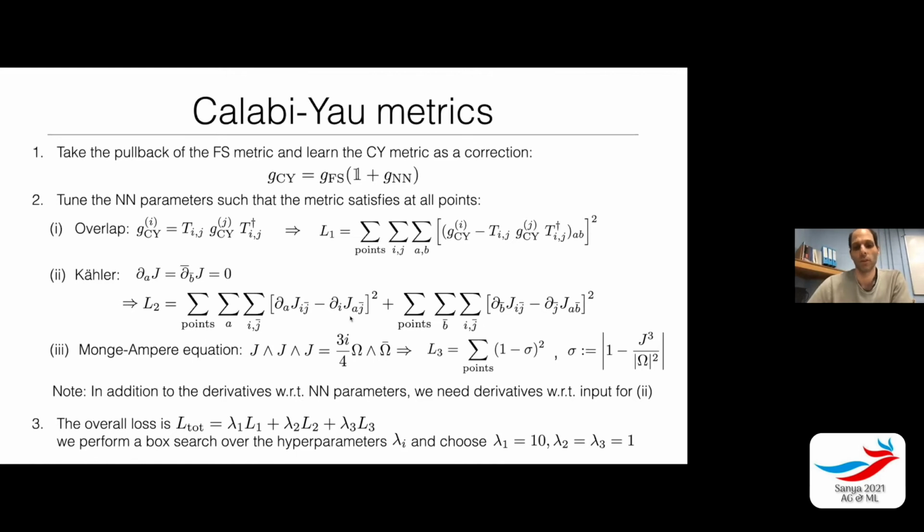Then the total loss will just be a combination of the overlap loss, the Kähler loss, and the Monge-Ampère loss, with some weighting lambda i in front. We performed a box search in order to fix these hyperparameters. We chose the Monge-Ampère equation, lambda 3, to have the highest weight because we already start with something close to Fubini-Study. So the overlap loss and the Kähler loss are already small, but the deviation from the Monge-Ampère equation is quite sizable. So we weight this more strongly so that we converge to a solution more quickly.